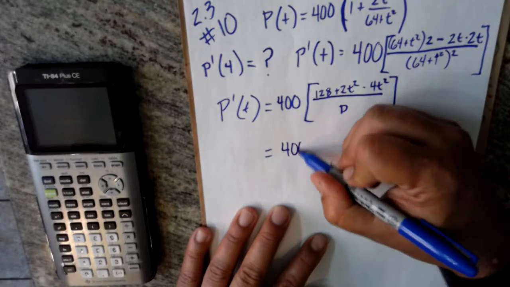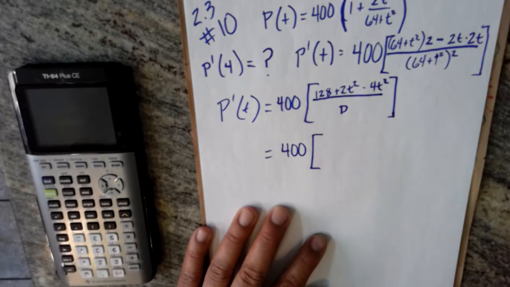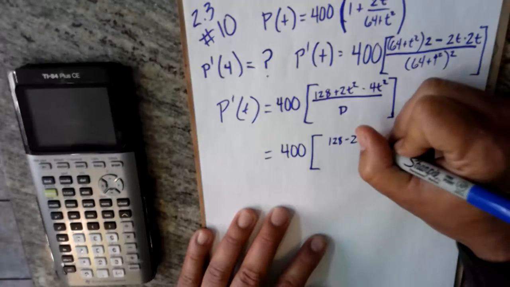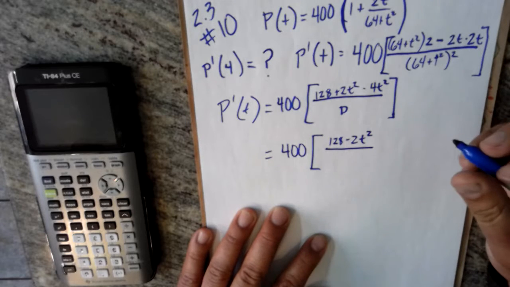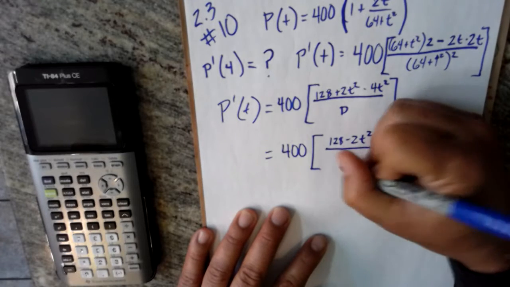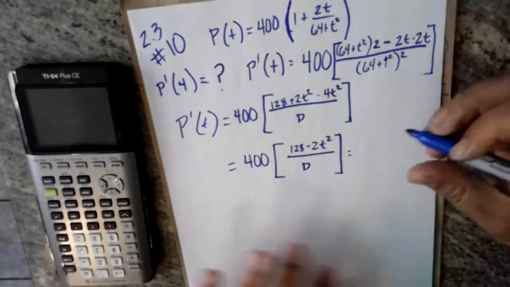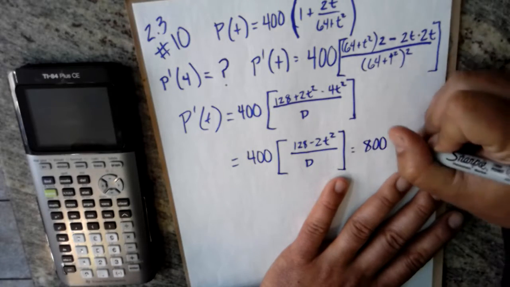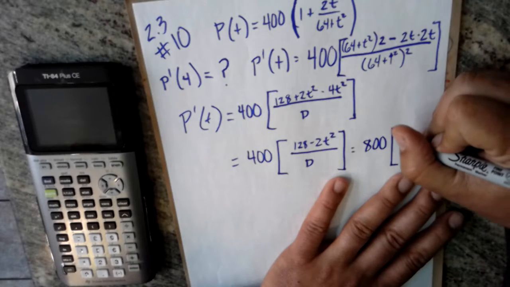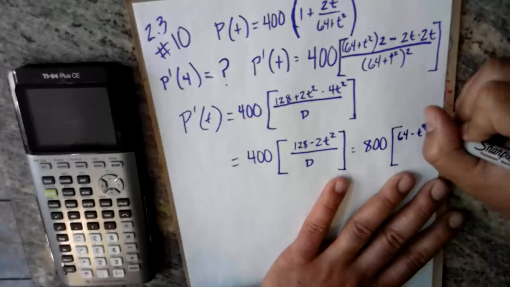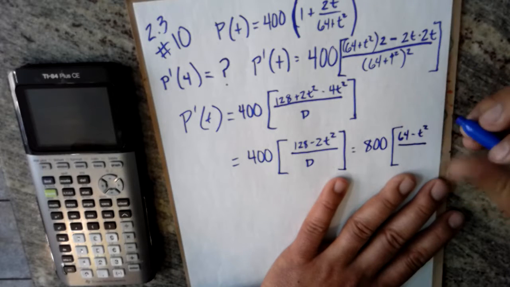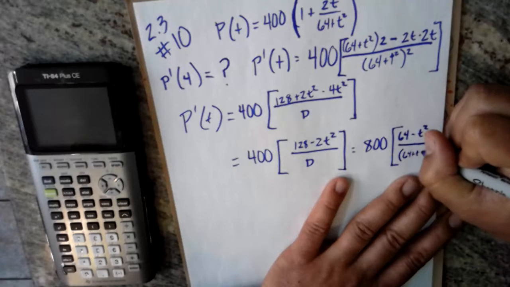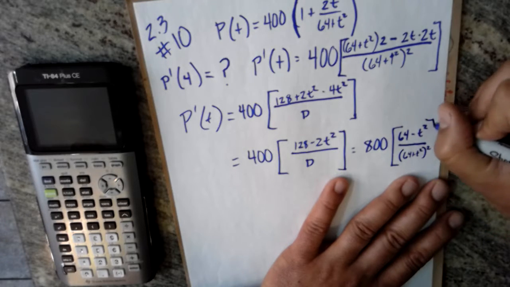So you get 400 times 128 minus 2t squared over the denominator. So we can factor a 2 out of the top. So let's make it 800 times 64 minus t squared over 64 plus t squared, squared.